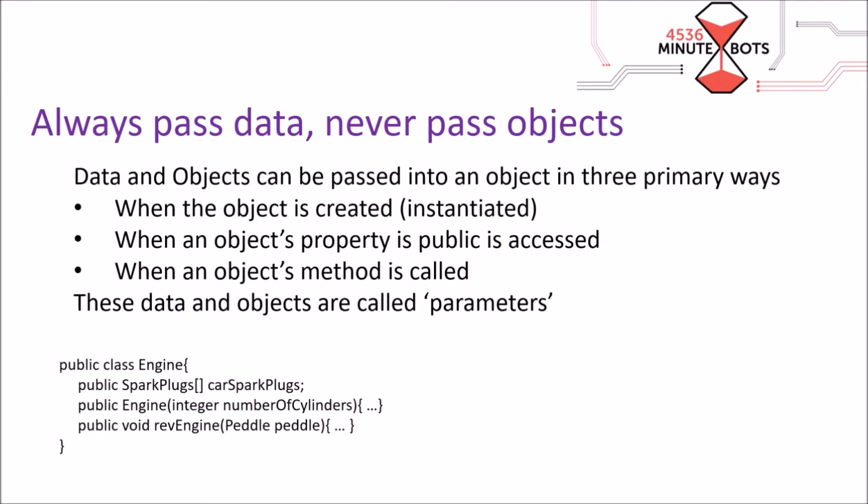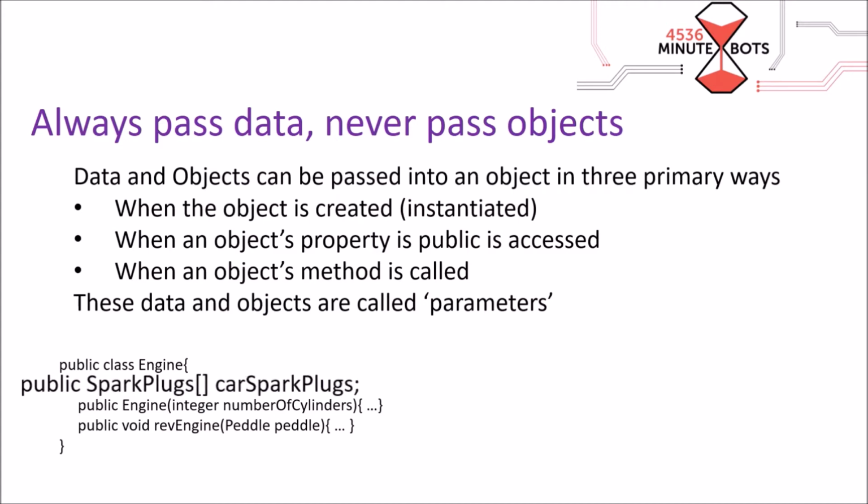So here is an example of a class which has gaping holes in its encapsulation. And we're going to look at each of the things. At the very top is a property. The second line is the actual instantiation or creation code. And the third line, rev engine, is a method that the engine can do. So looking at each of these, we'll look at why these holes are open where they should not be.